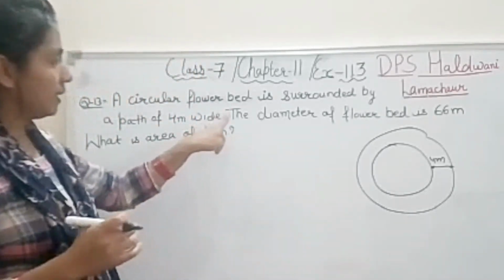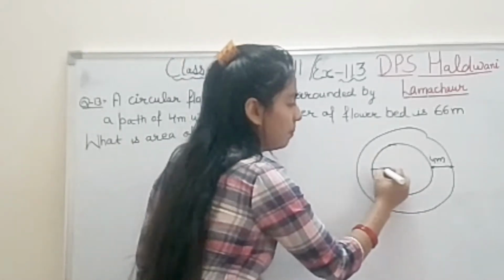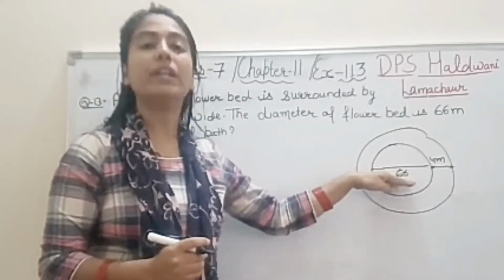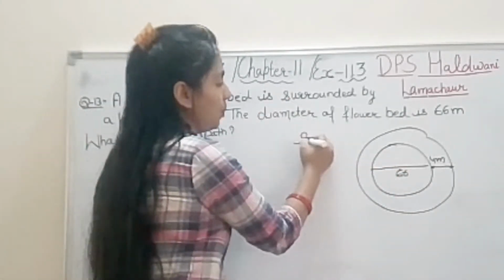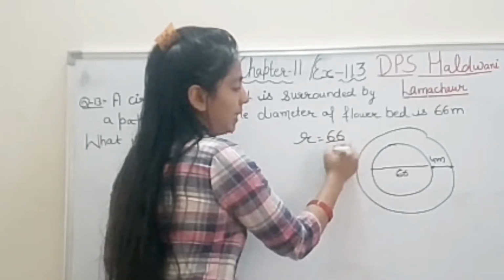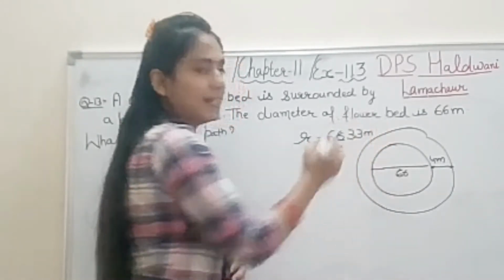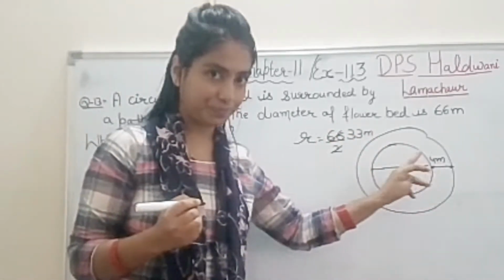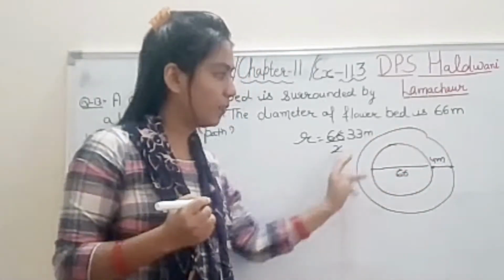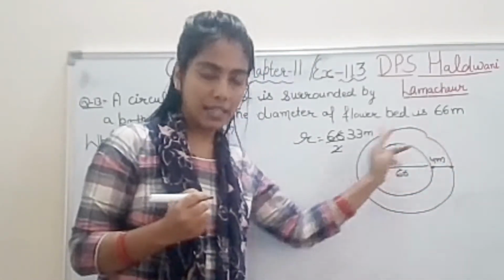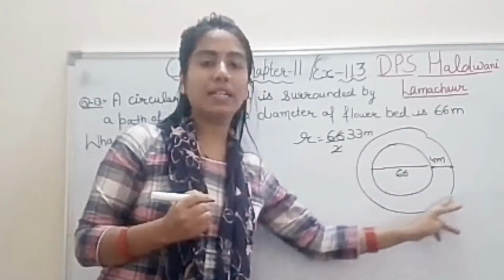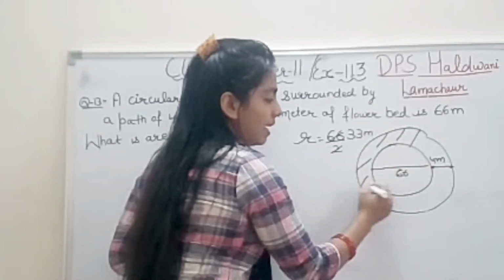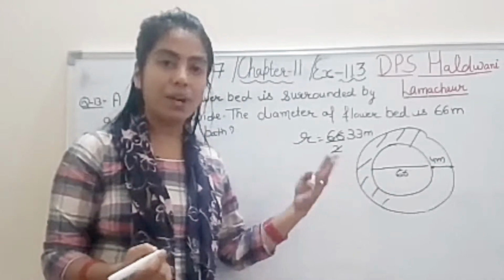Okay student, and the full diameter of the flower bed is given to you, 66 meter. If the diameter is 66, we want the radius in the formula. So the radius we know is half of the diameter, so 33 meter is the radius. Right student? 33 meter radius for this flower bed. Inner one circle, right? And the outer one is also a circular path. For this circle, what is the radius? That we don't know, because the question is what is the area of the path?